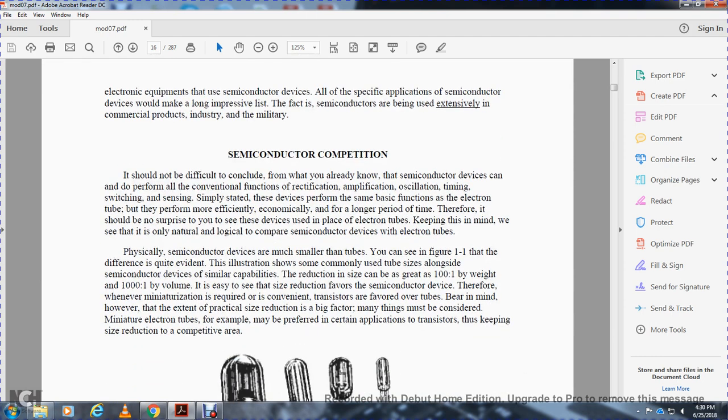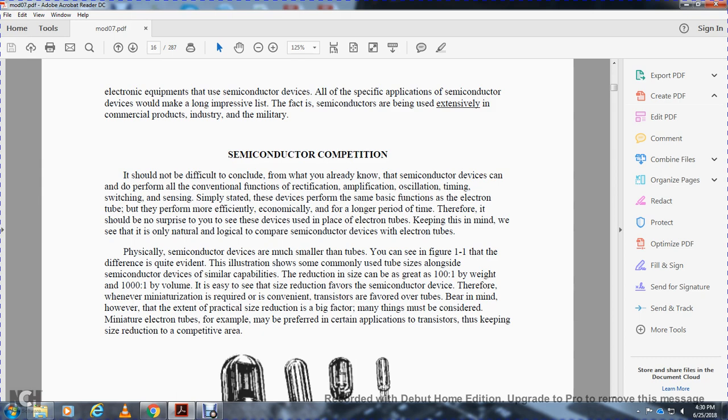It should not be difficult to conclude, from what you already know, that semiconductor devices can perform the conventional functions of rectifying, amplification, oscillation, timing, switching, and sensing. Simply put, these devices perform the same basic functions as electron tubes, but they perform more efficiently, more economically, and for a longer period of time. It should not surprise you to see that these devices are replacing electron tubes.